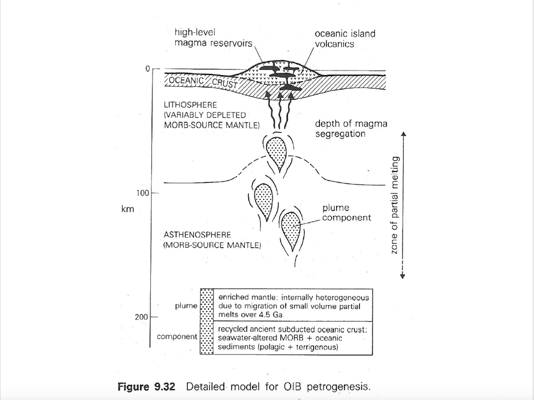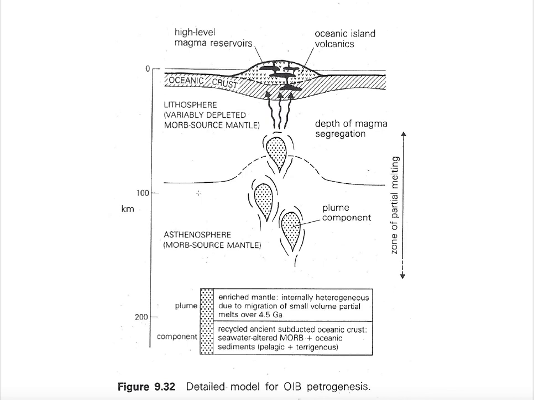So then we have here a model, a dent in the oceanic crust because of the overload of weight where we are forming the oceanic islands. So we have here the lithosphere, the variably depleted source mantle, and there we have the depth of the magma segregation. Here we have the zone of partial melting. The depth is in hundreds of kilometers, we are just going down 200 kilometers. And here is the boundary between the lithosphere and the asthenosphere mantle.